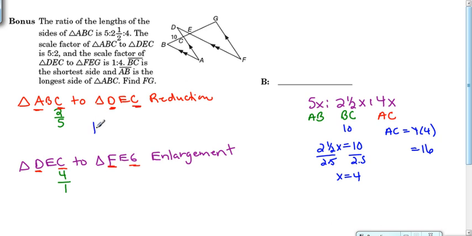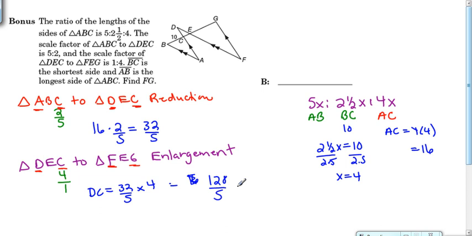Well, I can take 16, multiply it by 2/5. That would give me 32/5. And AC corresponds to DC. So I know DC is equal to 32/5. Then I can multiply that by 4 to get FG. So 32 times 4 is 128 over 5. If you take 128 divided by 5, you get 25.6. So now I know FG equals 25.6.